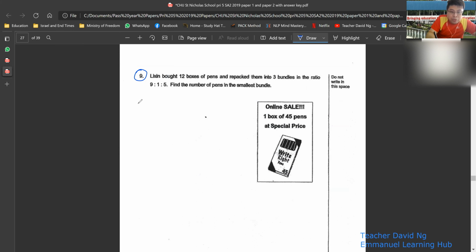So the total number of pens, 540. Repack them into 3 bundles in this ratio, so 9:1:5.